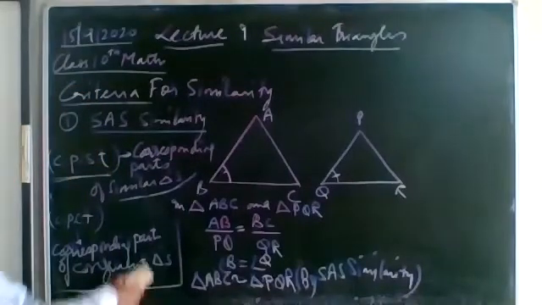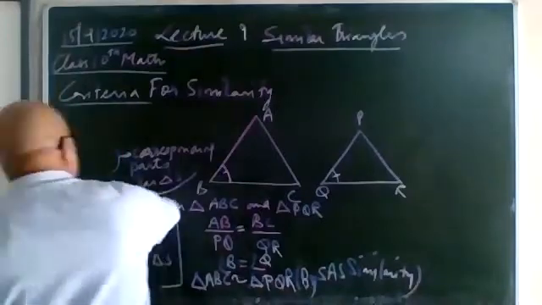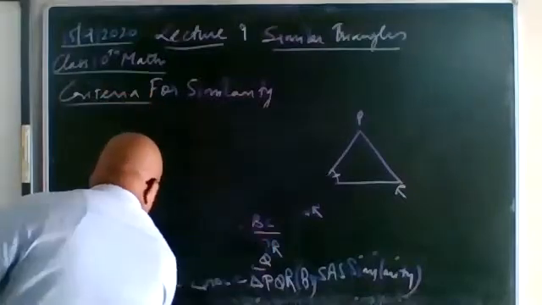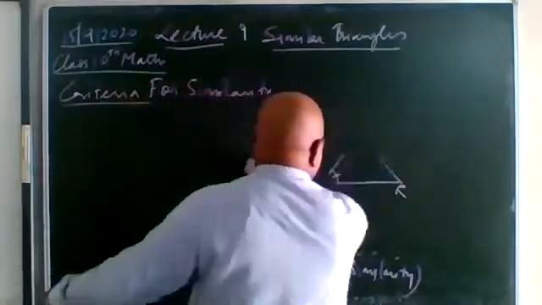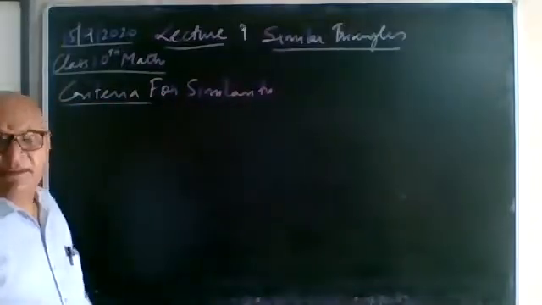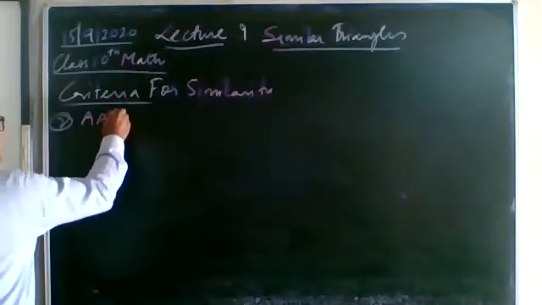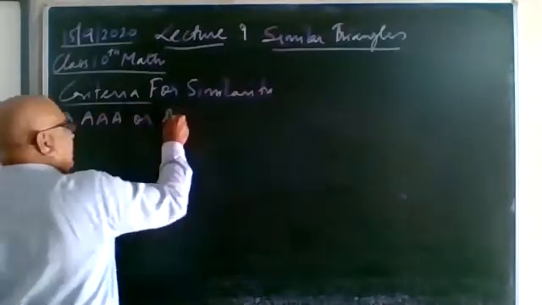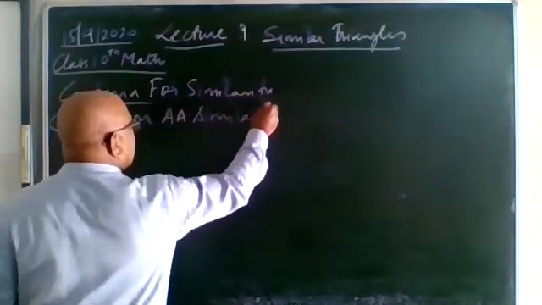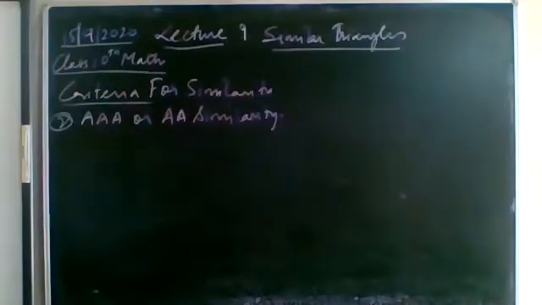After this, we have the second similarity, and the second similarity is what? Triple A similarity or double A similarity.